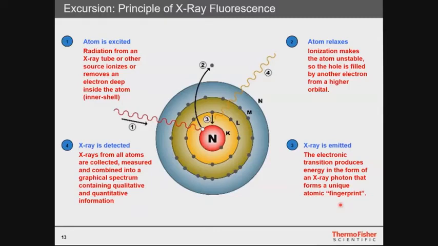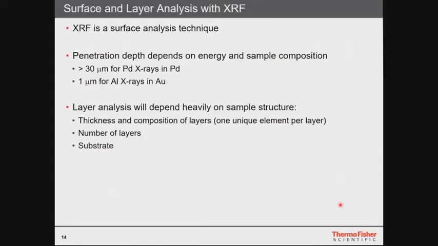So we can get the elemental composition of mixtures of any type of material. And this technique can be used for surface and layer analysis. It is a surface analysis technique, so the penetration depth really depends on the energy and the sample composition. So it's, for example, 30 micrometers for palladium X-rays in palladium, but only 1 micrometer for aluminum X-rays in gold, for example.